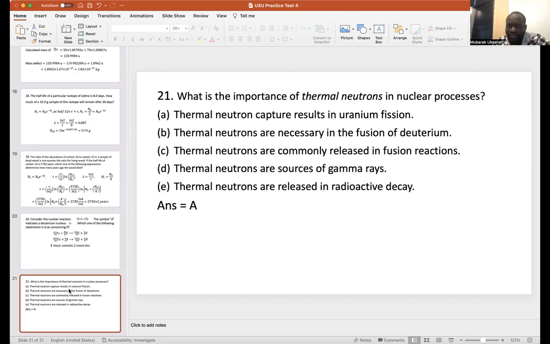What is the importance of thermal neutrons in nuclear processes? So what they do is capture results in uranium fission. That's the use we have for thermal neutrons in nuclear processes. Basically, they are not necessary for fusion, only in uranium fission when we break uranium. So the correct answer for this is A for 21.